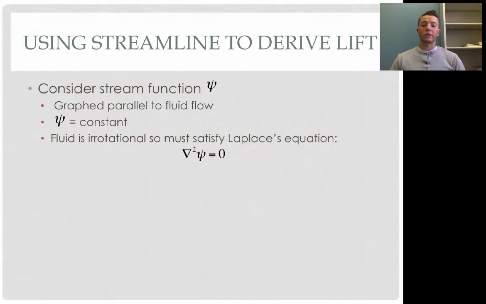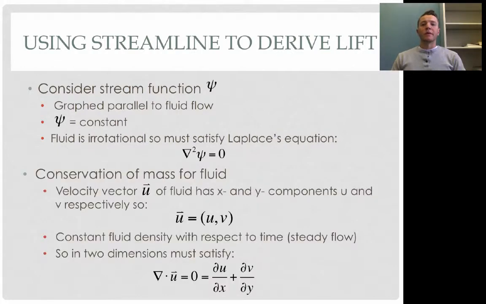So the fluid is irrotational, and so that means that it must satisfy Laplace's equation. And our fluid being irrotational is just another idealized assumption we're going to make for the case of our talk today, and this means that the del squared operator multiplied by psi is going to equal 0. And then we must take into account conservation of mass. For any fluid, obviously, this is a physics concept that we cannot destroy or create any mass. That's just a general concept of physics. And our velocity vector, which we'll call u, of the fluid has x and y components, and we'll call those u and v respectively.